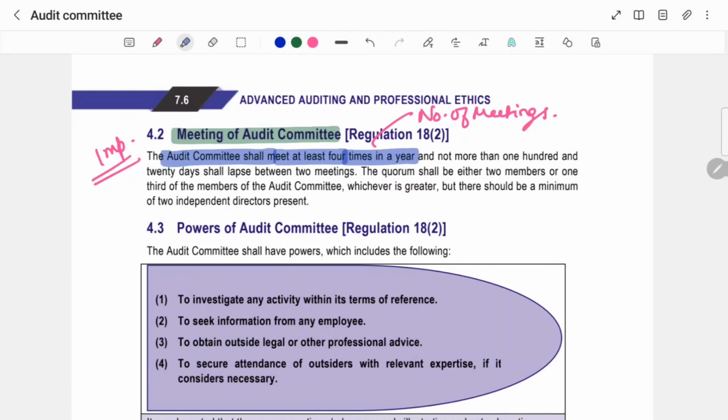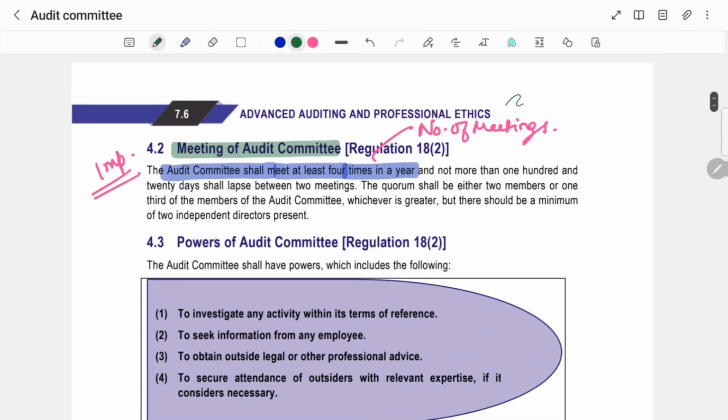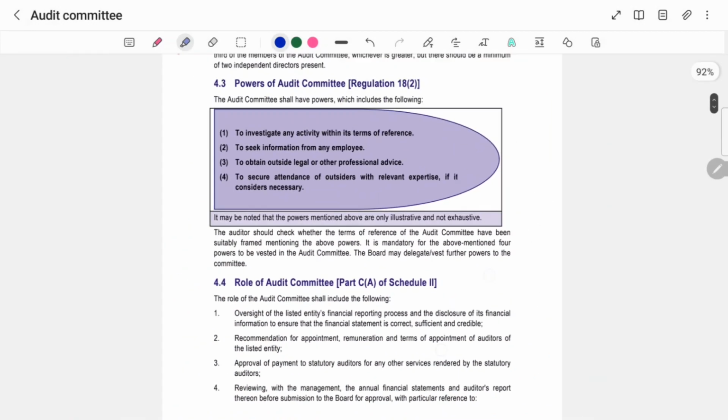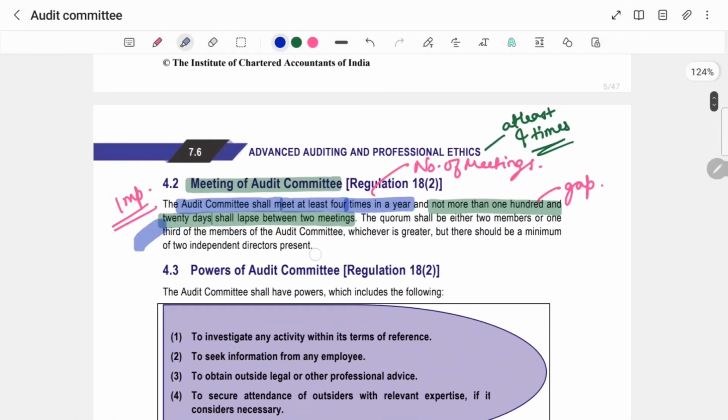So what is given? How many times does it have to meet? At least 4 times in a year. Okay, if we summarize it here, at least 4 times in a year. And then we have to see the second limit, which is the gap, that is the time period or the time gap between the 2 meetings. So what is the time gap given here? Not more than 120 days. So if we write it here, it is 120 days.